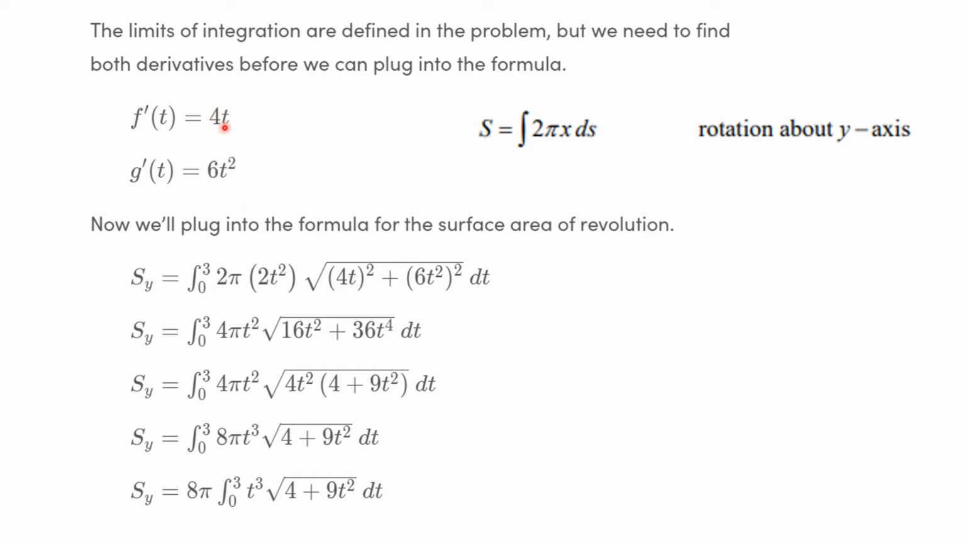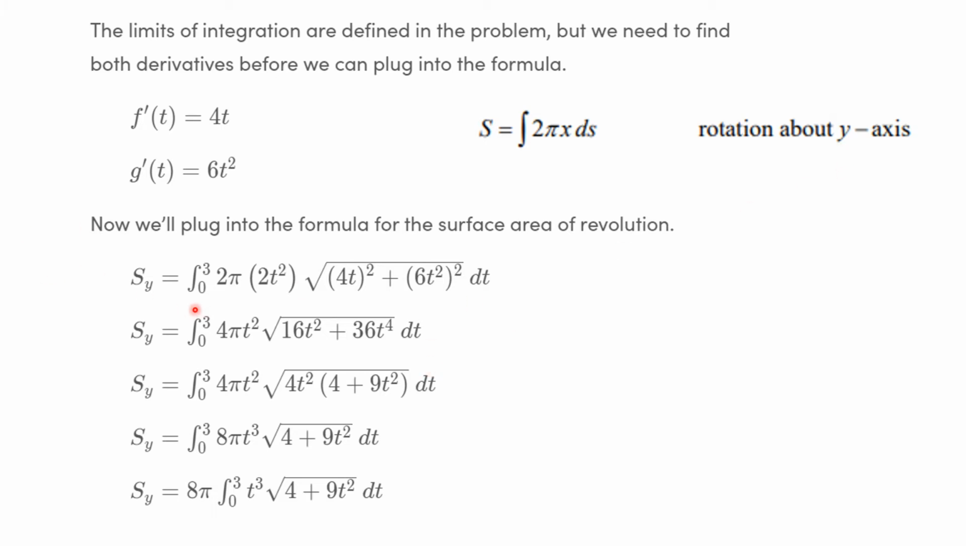Okay, and so we'll need the derivatives of each of those. So f prime is 4t, g prime is 6t squared, and this, of course, is the formula because we're rotating about the y axis. Okay, so we're just going to plug in. Now I am calling this S sub y, just to remind myself we're going about the y-axis.